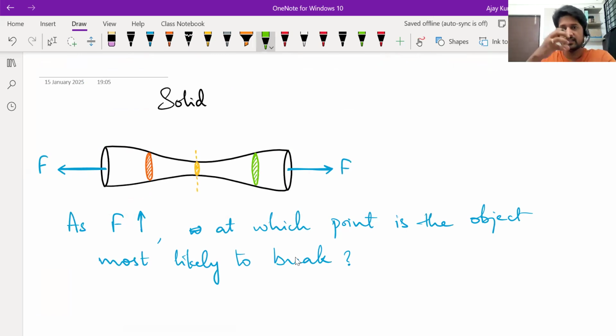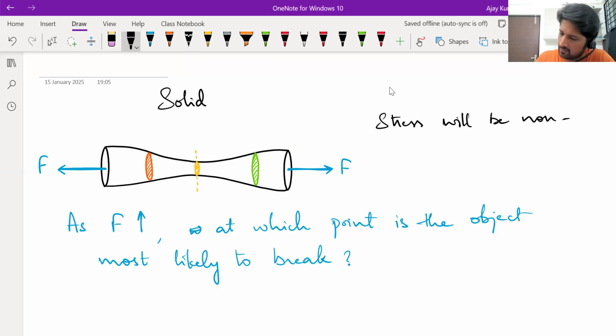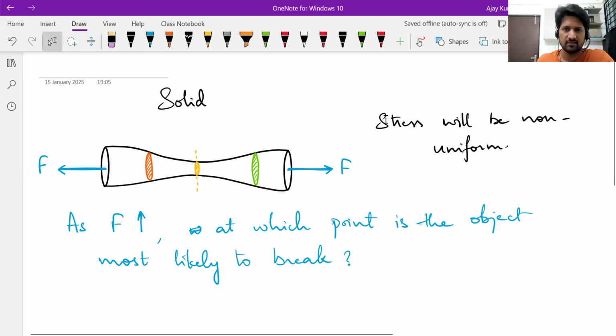But at different points, the area of cross section is different. Okay. So if the tension is same everywhere, but area of cross section is different, means the stress will be non-uniform. Okay. Tension is uniform, but the stress is non-uniform. And how do you calculate stress? Perpendicular force per unit area of cross section.